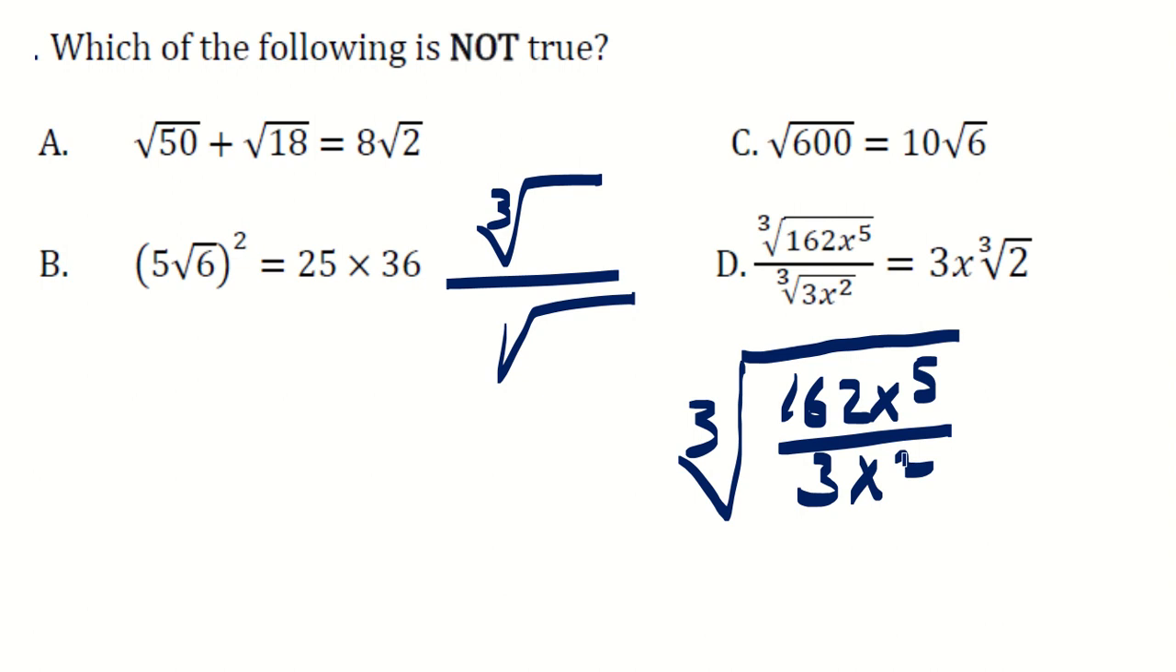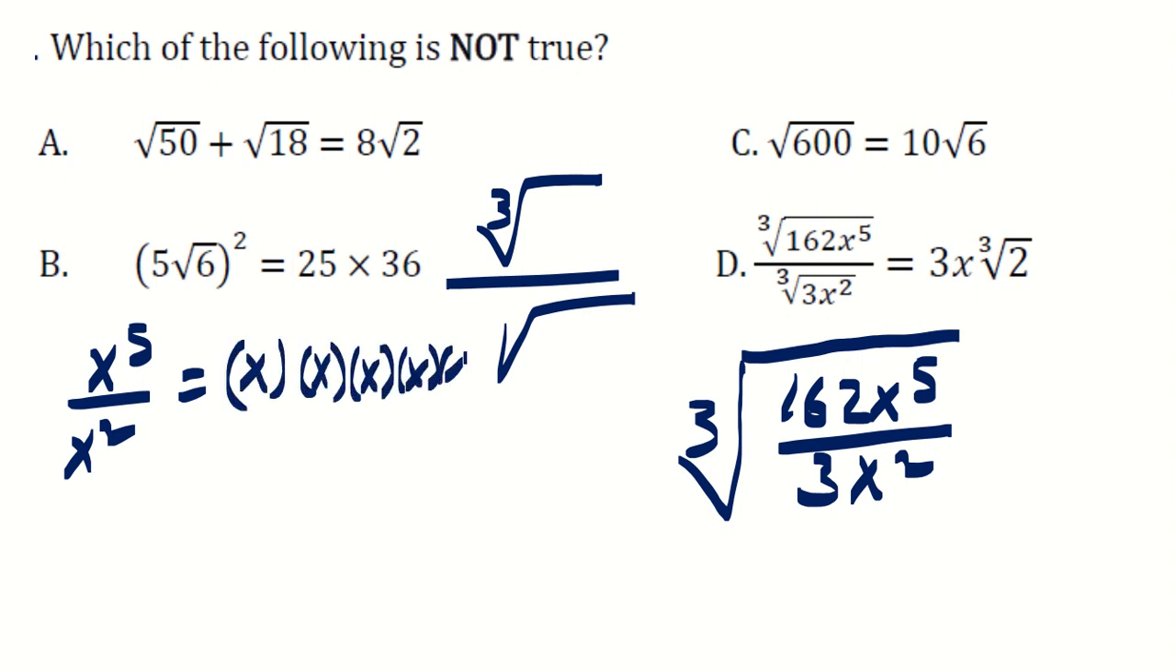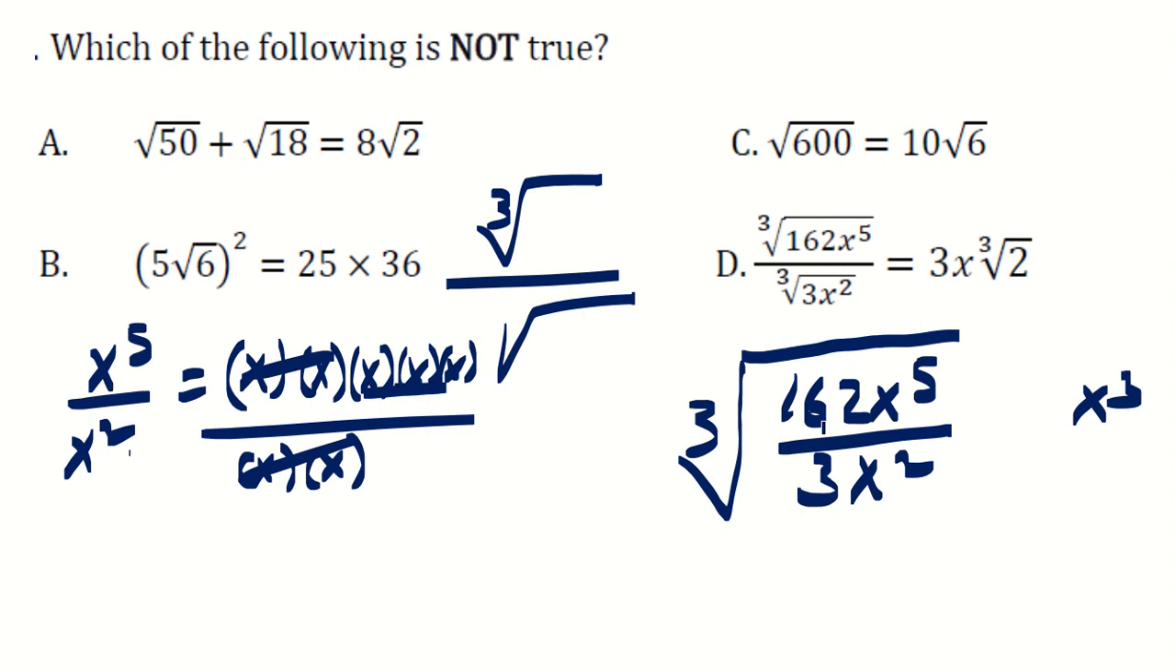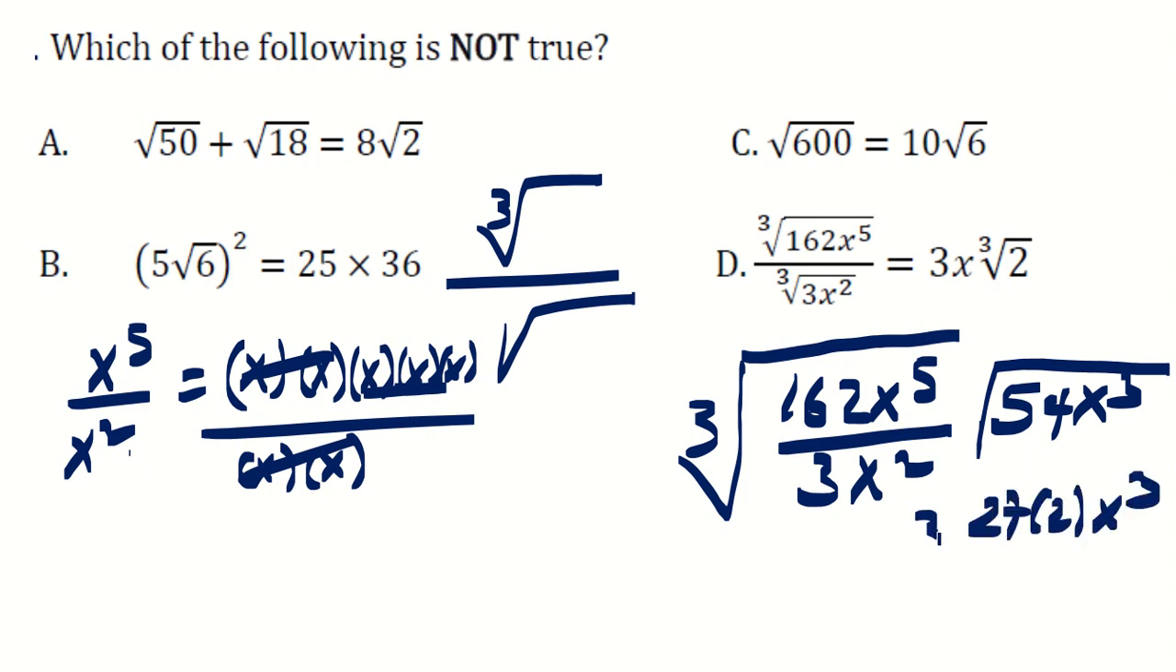Then we can simplify now. x to the power of 5 over x squared means x times x times x times x times x over x times x. How to simplify? Just cut the 2 x's, x cubed left. And in the number case, when you divide, this will be 162 divided by 3, which is 54. But 54 will be 27 times 2. Then x cubed. All of them are in the cube root, don't forget. This is also cube root still.